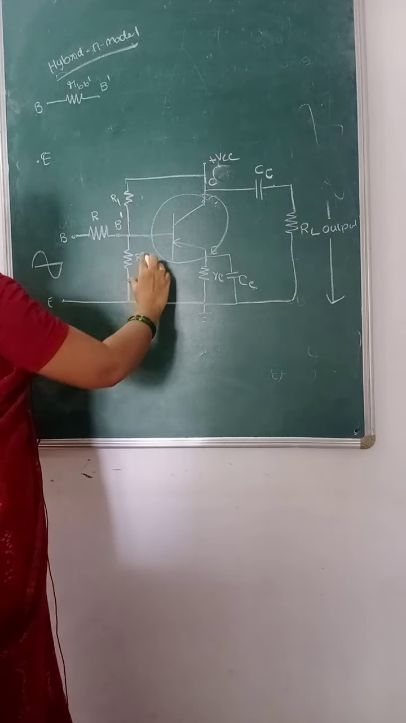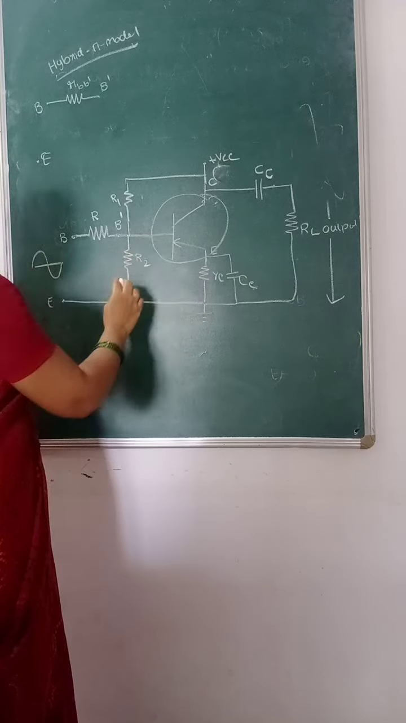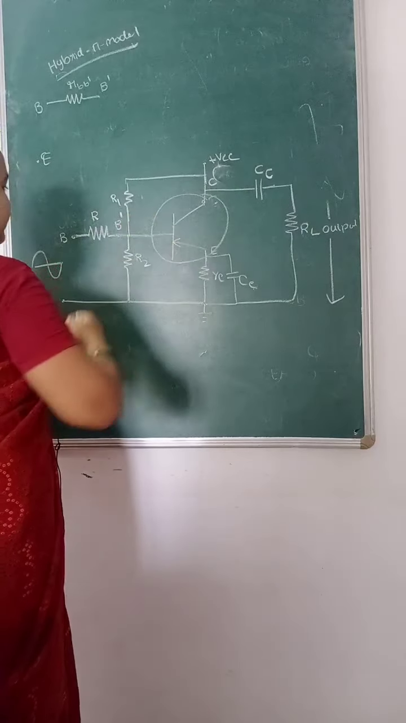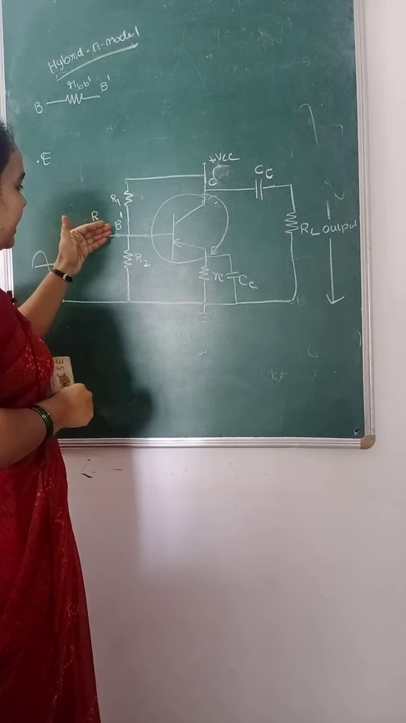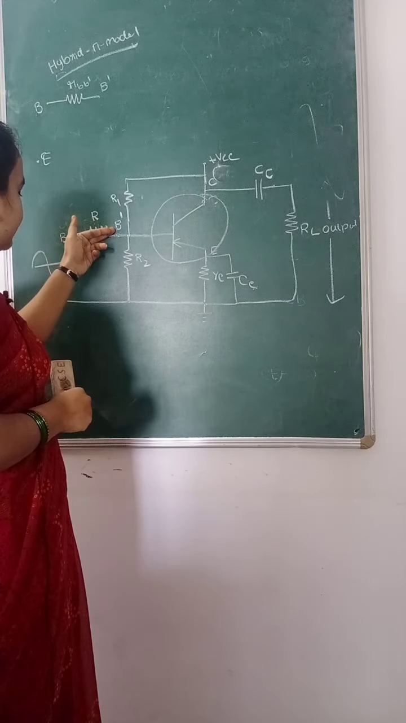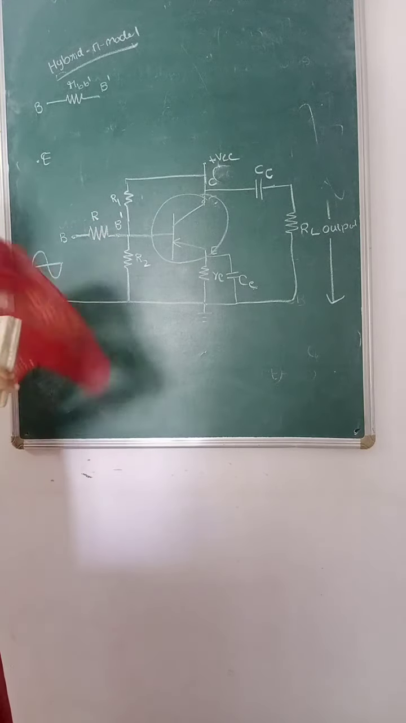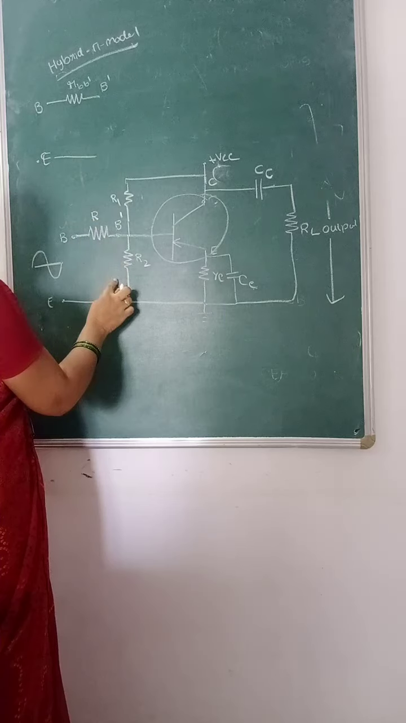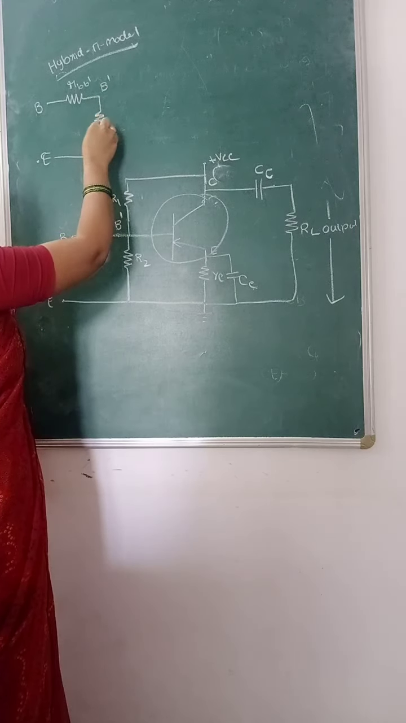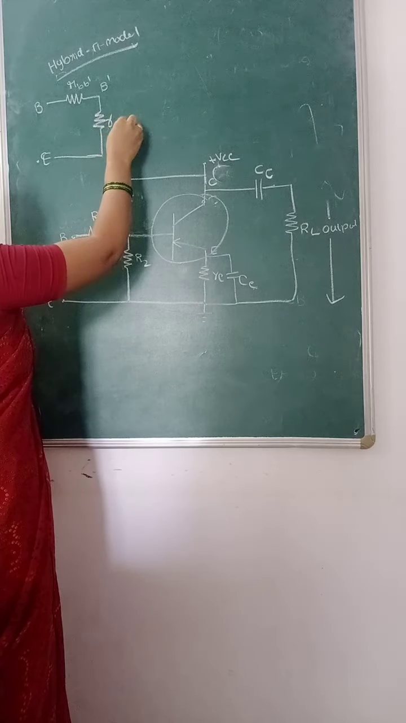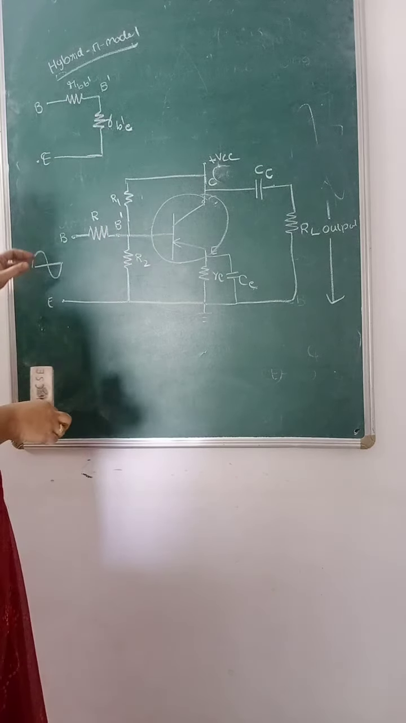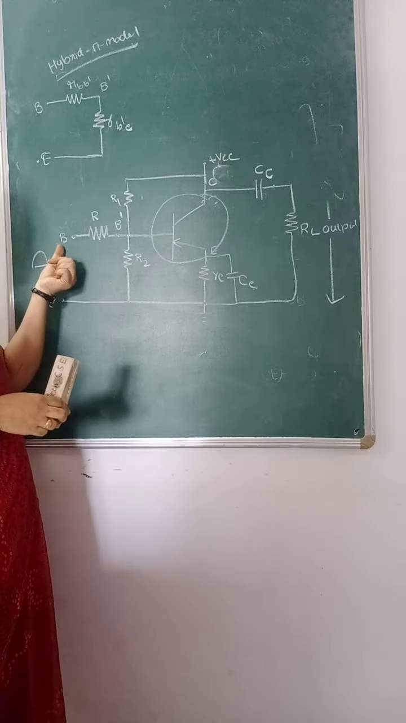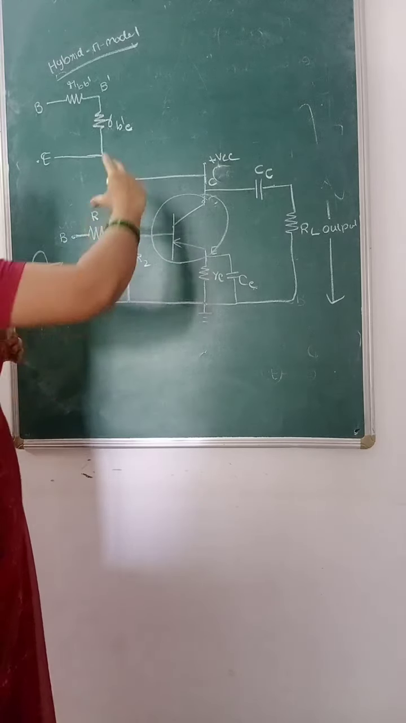So here we will have the resistance between the terminals B dash and E. This R2 is the resistance between the interbase terminal of the transistor and the emitter of the transistor. So here we will have another resistance called RB dash E. Here RBB dash is the resistance between the two terminals, the base and the interbase, and RB dash E.